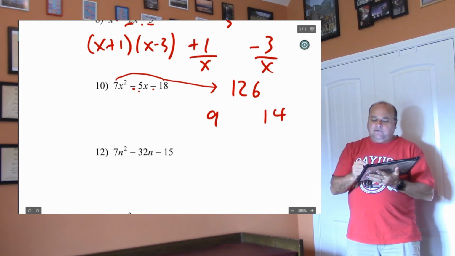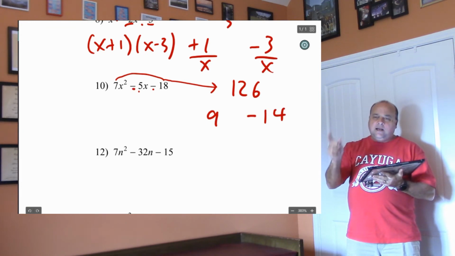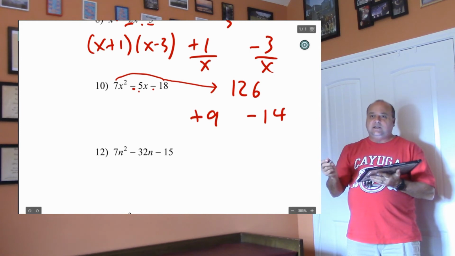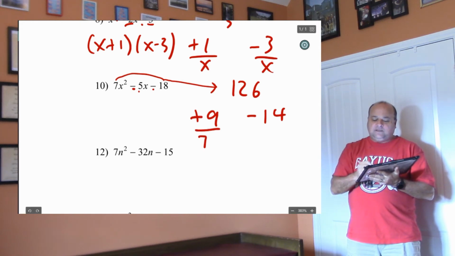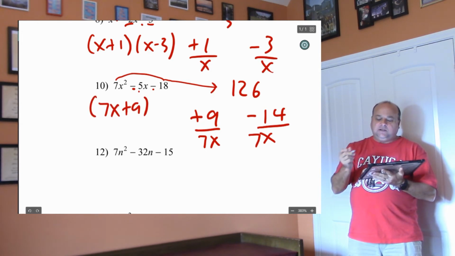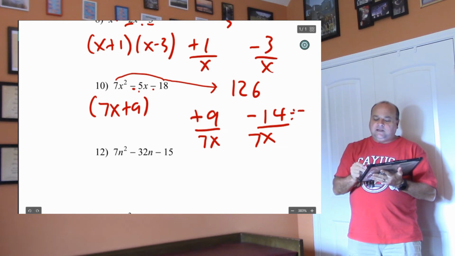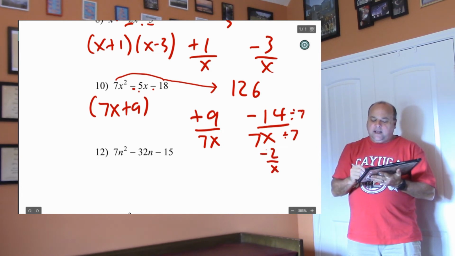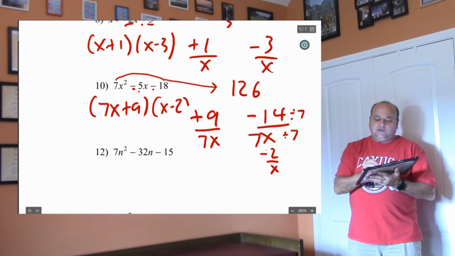This sign is negative. It goes to the biggest number. Negative 14 plus 9 is negative 5. And then I'm going to put 7x down. The 9 plus 7x won't simplify. So 7x plus 9. But this will divide by 7, won't it? And I'll get negative 2 over x. So this will be x minus 2.